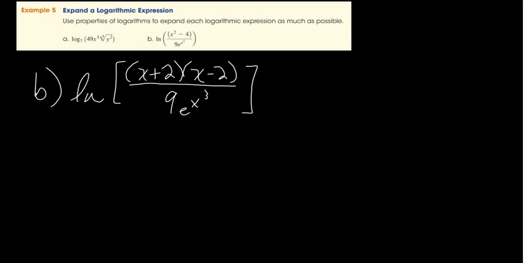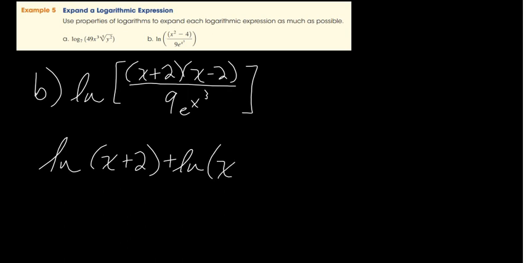We're going to end up with the natural log of, okay, my numerator. This is pretty easy. My numerator is just going to be x plus 2, and then plus the natural log of x minus 2. Pretty easy there. But my denominator, since it's a subtraction, we're going to put minus here.